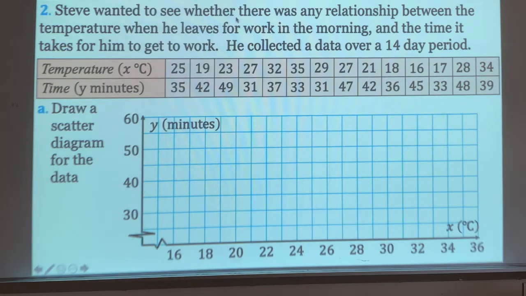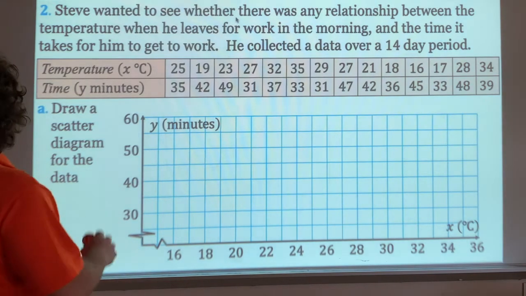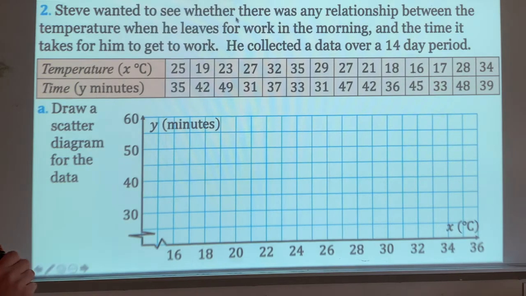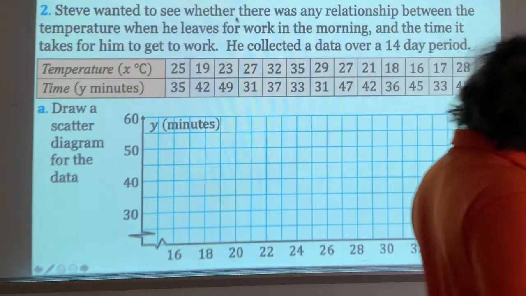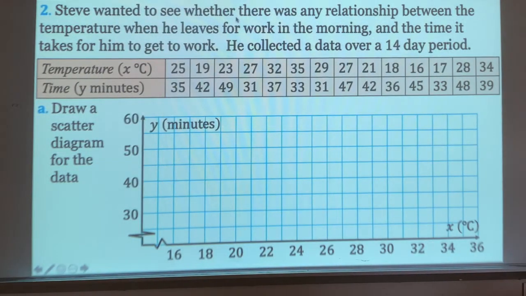Steve wanted to see whether there was any relationship between the temperature when he leaves for work in the morning and the time it takes him to go to work. He collected all this info over a 14-day period. So the first thing I want you guys to do is draw a scatter plot. So go.